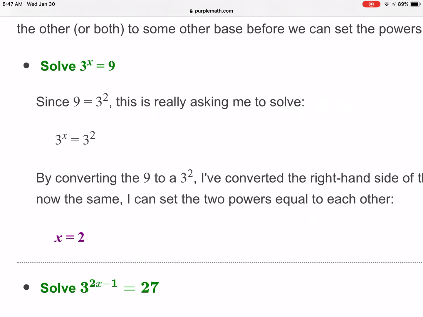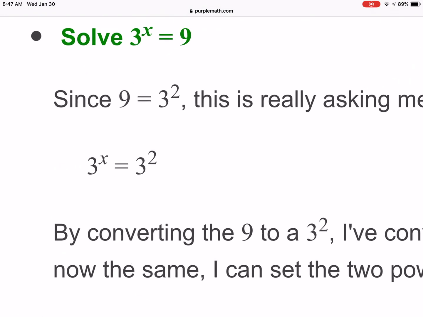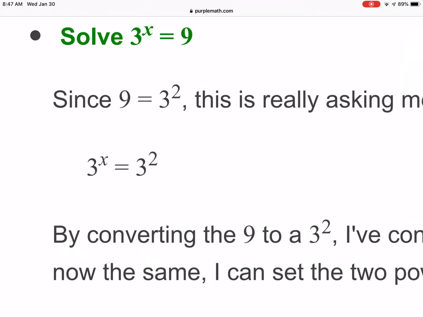Now you might get one like this, where the bases don't appear the same at first. 3 to the x equals 9. Now, if we can write both of them with the same base, meaning that if we can write 9 with a base of 3, then we can solve it using the definition of exponents. What we want to recognize is that 9 can be written as 3 squared, as is shown here. So that means 3 to the x equals 3 to the second, which of course implies x equals 2.